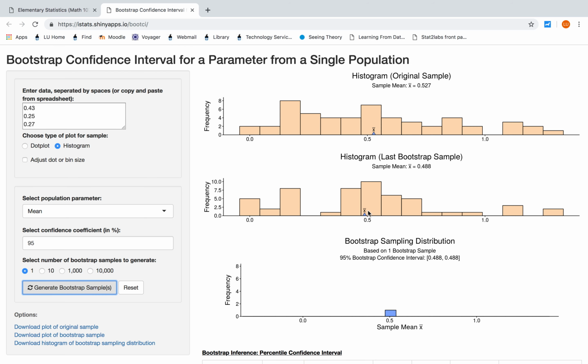You can see the distribution of mercury concentrations in the lakes of the sample, and the average comes out to be 0.488. That average is plotted in the histogram at the bottom of the screen. Let's take another bootstrap sample, another sample with replacement.